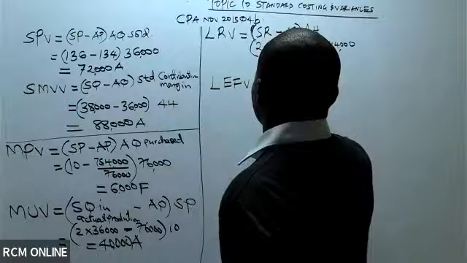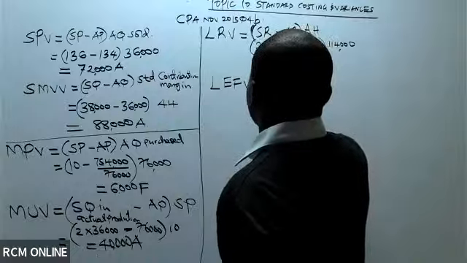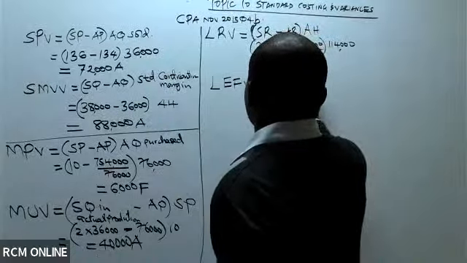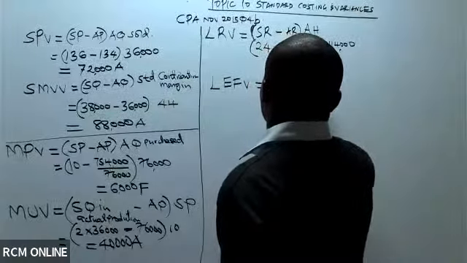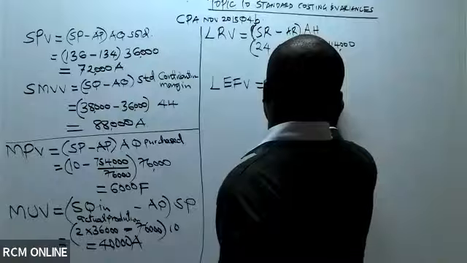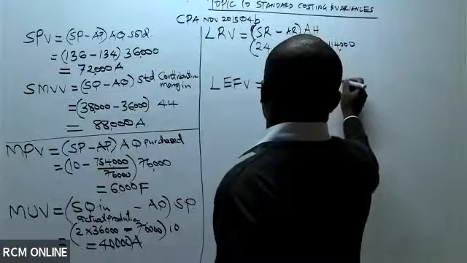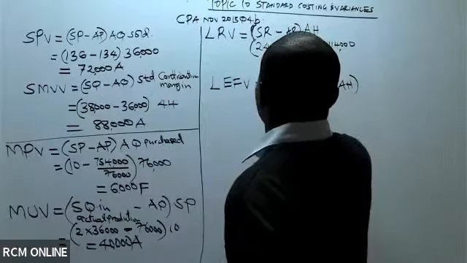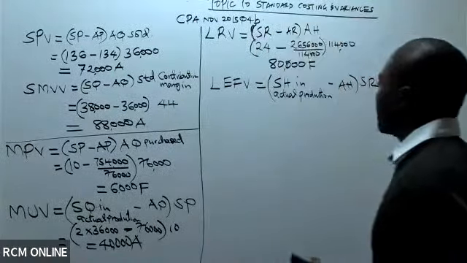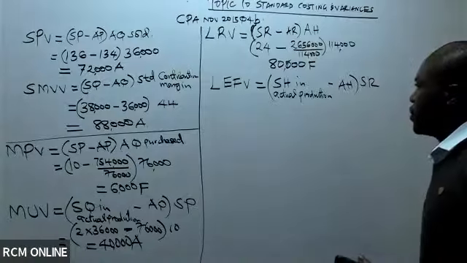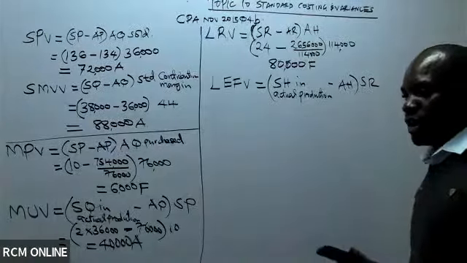So it is standard hours in actual production minus actual hours. Then you multiply by standard rate. Standard hours in actual production minus actual hours, then you multiply by standard rate.